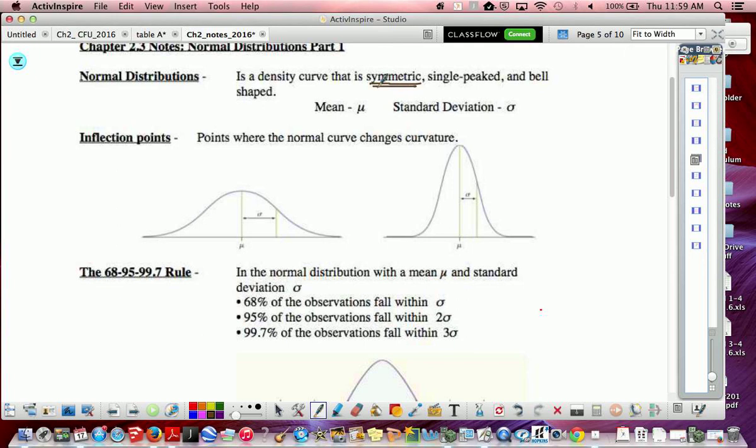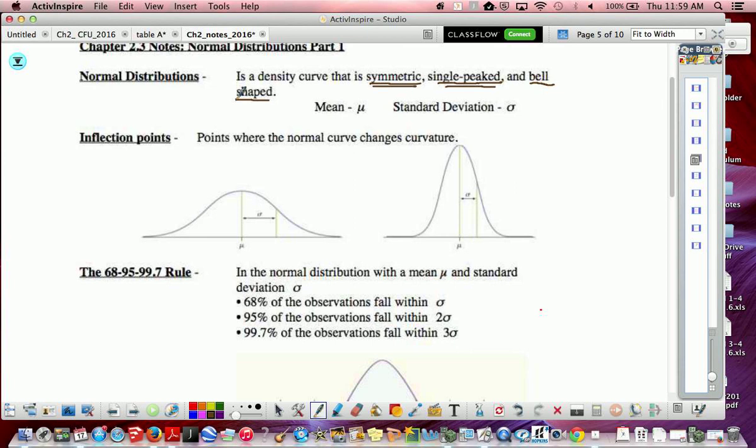Okay, so left side and right side are going to be balanced. It's single peaked, meaning that peak's going to be right in the center, and it is bell shaped. Okay, so it kind of looks like a bell. Now, down below here, we actually have pictures of two normal curves. You can see one that's a little bit wider and one that's kind of narrow.